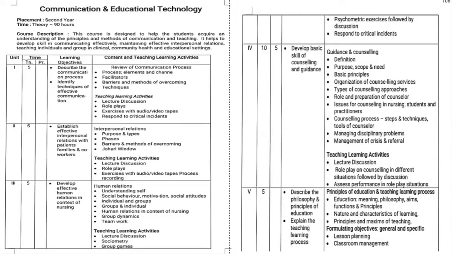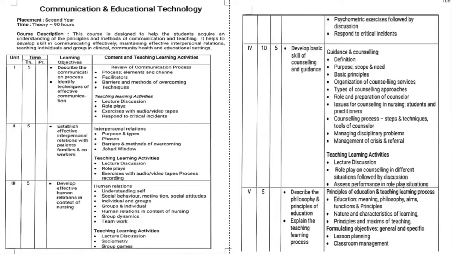Okay, second unit, same, 5 hours, is interpersonal relations. First unit, the review of communication, is by myself. From tomorrow onwards I'll start the review of communication process, 5 hours. Next, interpersonal relations I will tell afterwards, taking this unit.